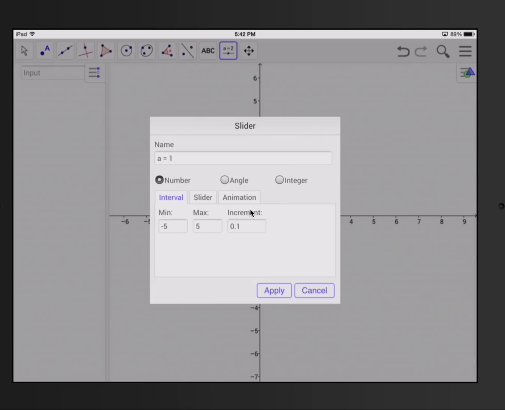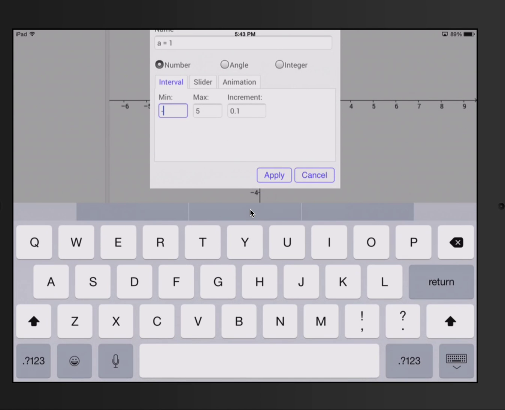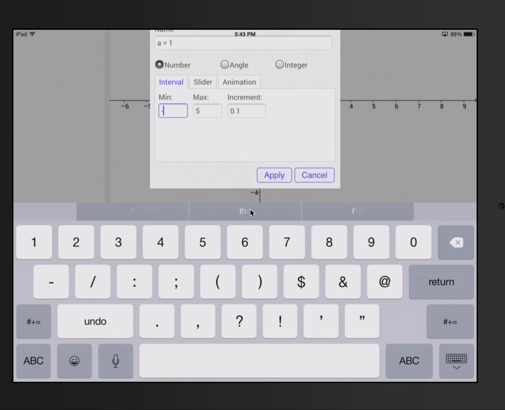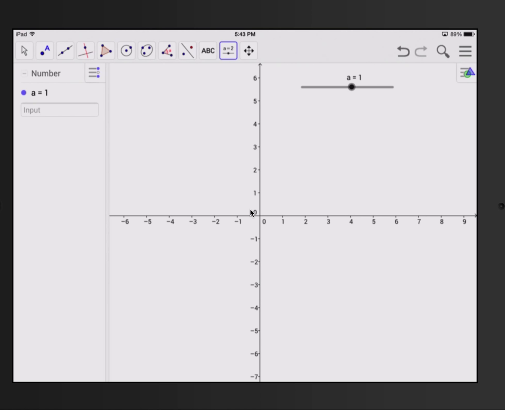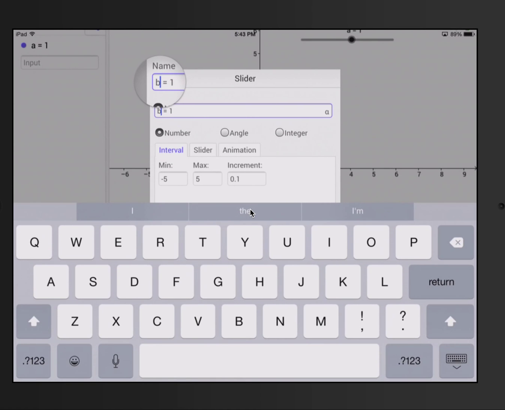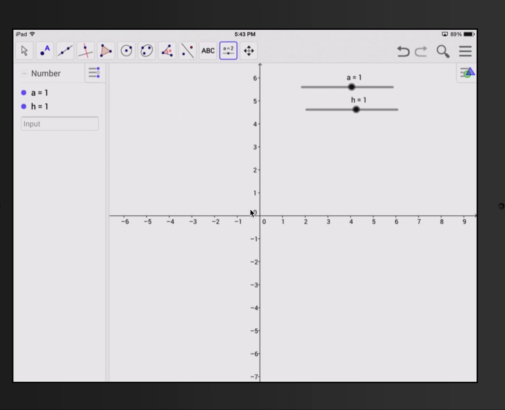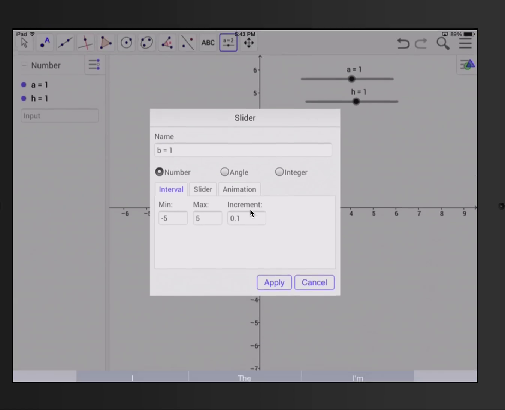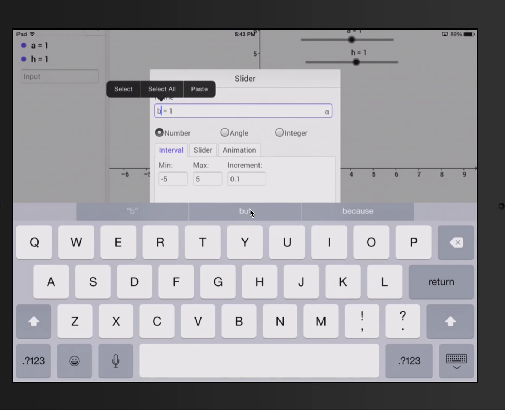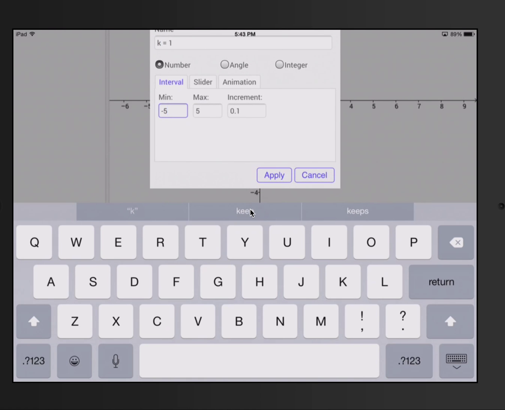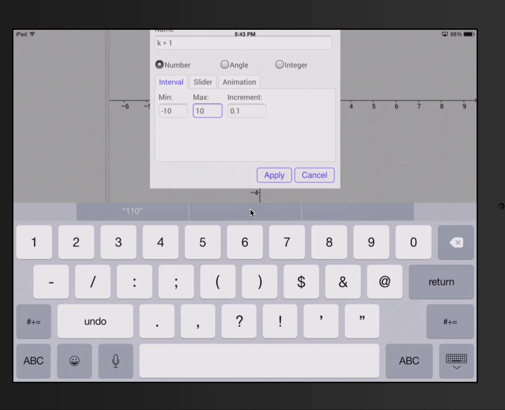First slider, I'm going to let it be equal to a, and I'm going to go from -10 to 10. The second slider I'm going to rename to H, more common in the vertex form. I'm going to let that go from -10 to 10. And the third slider, I'm going to rename K for the standard form again, so -10 to 10, and it's optional to do what we're doing.